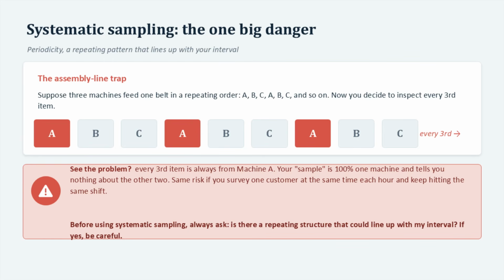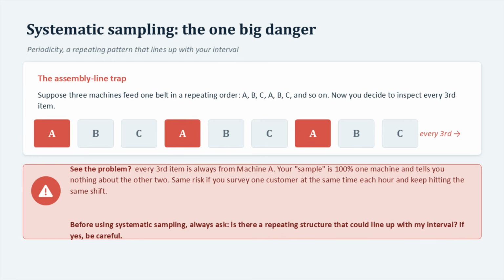Now suppose you decide to inspect every third item. Before I give you the answer, look at the pattern for a second. If you start with the first item and then select every third item, which machine do you land on every single time? Right? Machine A, every time. Look at the highlighted boxes. They're all products from Machine A. So your sample would be 100% Machine A. And you would learn absolutely nothing about machines B and C. That's a serious problem if your goal is to evaluate the quality of the entire production process.